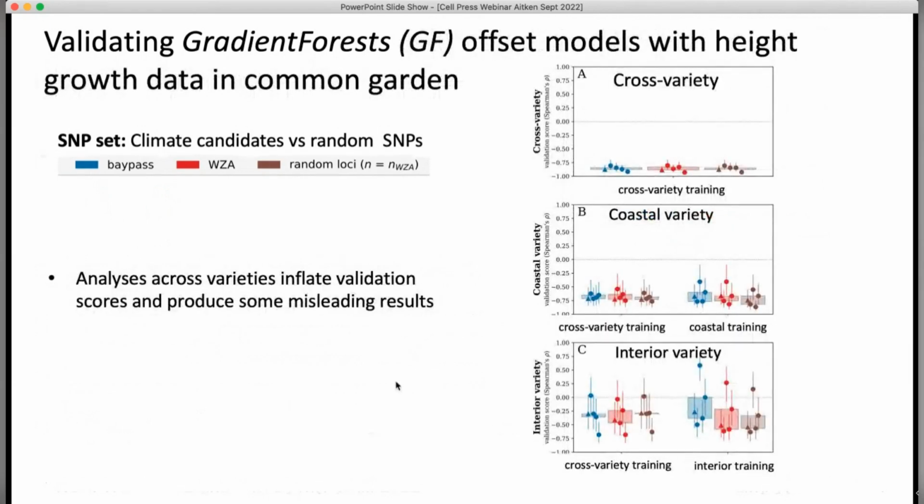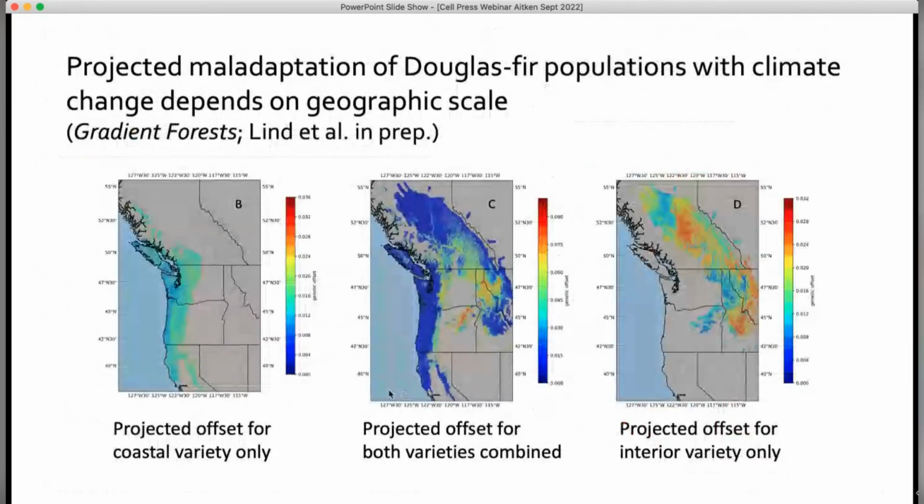However, when Brandon did the analyses separating the two varieties, first of all, we see that the validation scores were inflated, especially for the interior variety, compared to analyzing across the species. But perhaps more important than that is if we look at maps of projected offset, here darker blue colors project less maladaptation in the future. The red shades project high maladaptation in the future.